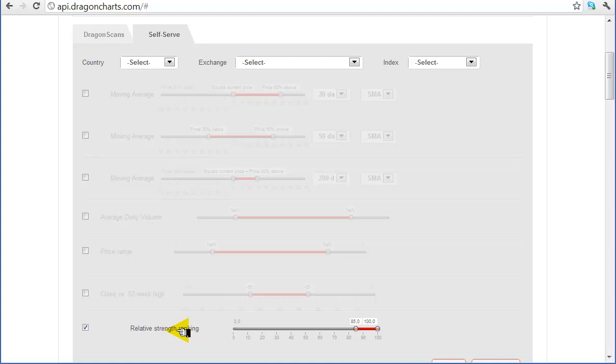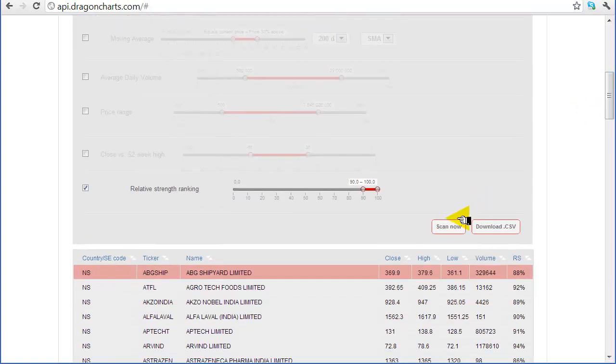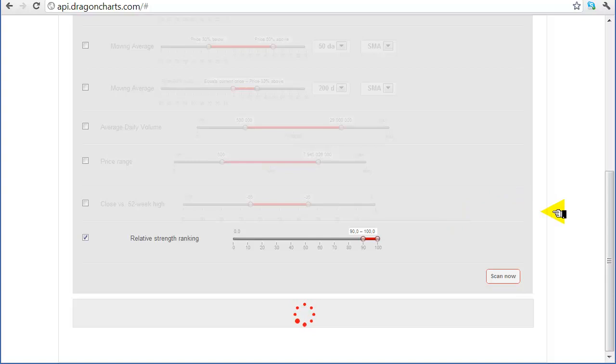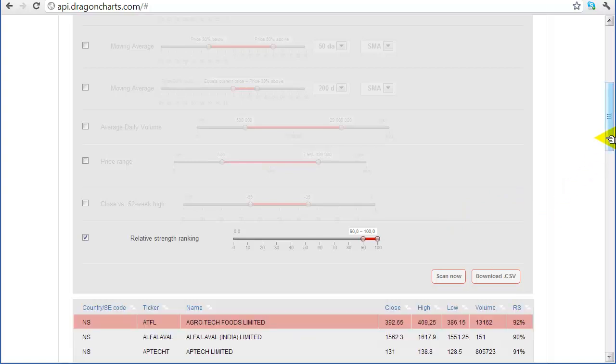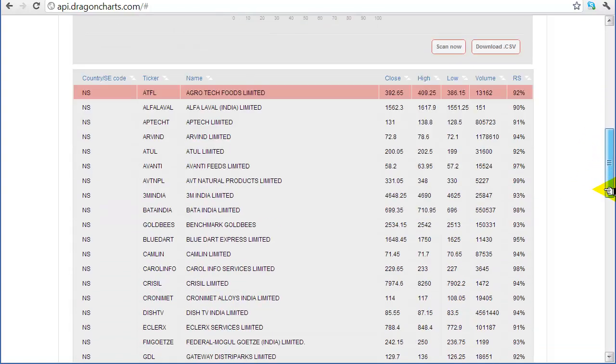And 90, for example, would indicate that the stock is stronger than 90% of the stocks in the market. So let's go ahead and make the minimum criteria here 90%. And let's do the India exchange this time, Indian National Stock Exchange. And now we just hit the Scan Now button. Again, notice it only took a couple seconds to return the results.